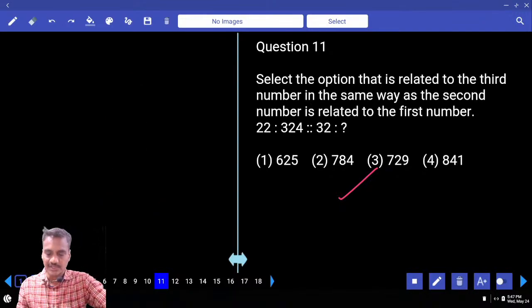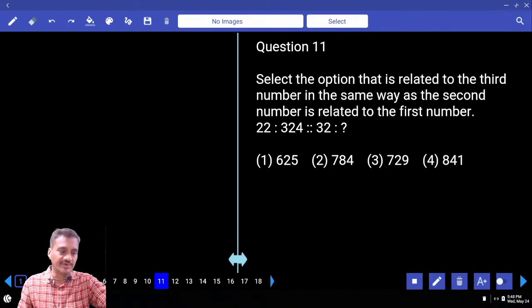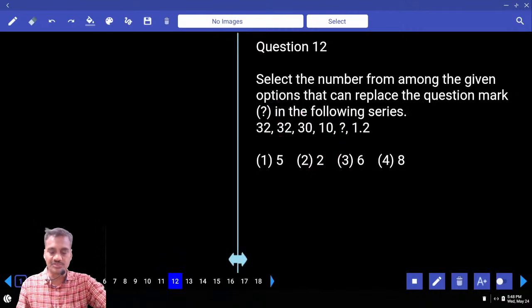11th one: 22 and 324. Now this 324 can be written as 18 square. Then how will you get 18 with the help of 22? 22 minus 4 is 18, 18 square. And 32 minus 4 is how much? 28. 28 square, 784, that is choice 2. 11th one.